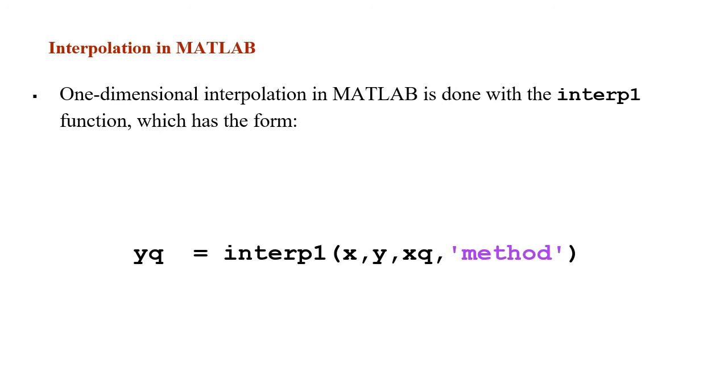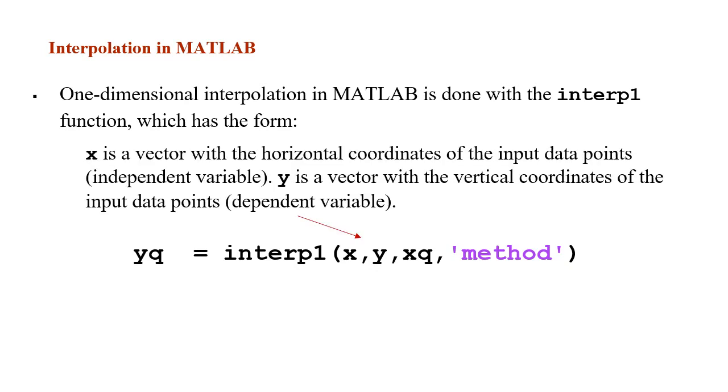One-dimensional interpolation in MATLAB can be done with the function interp1, which has the following form. So here, x and y are the horizontal and the vertical coordinates of the data points that are given, such that x is the independent variable and y is the dependent variable. So we can say that the function is y of x. Y query is the interpolated value. We use yq for short.